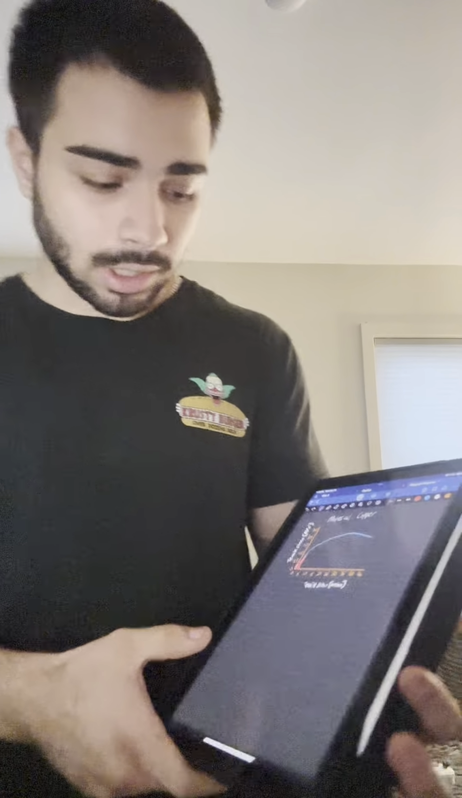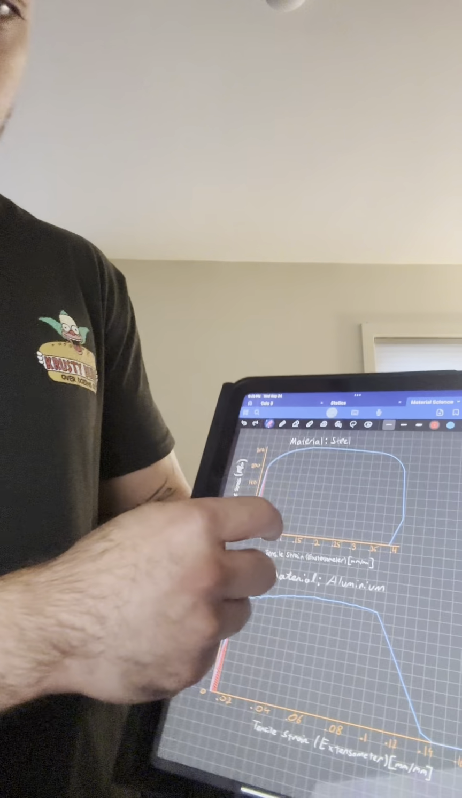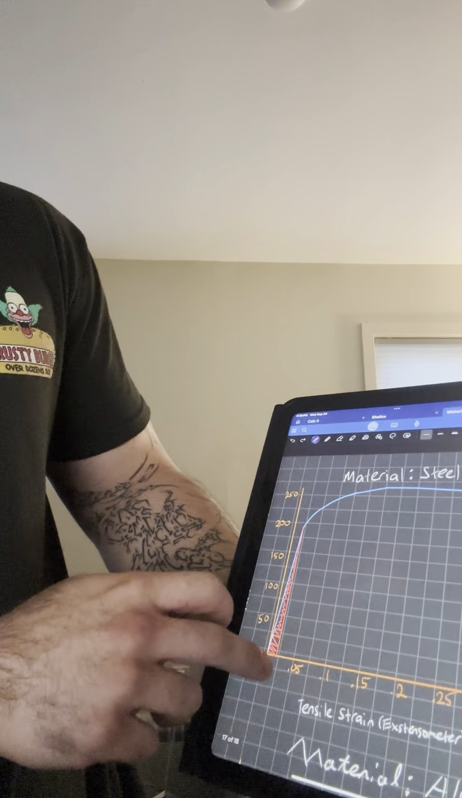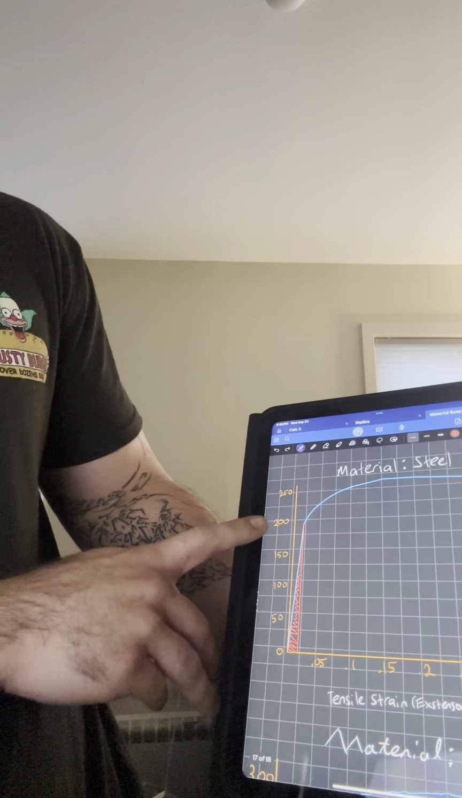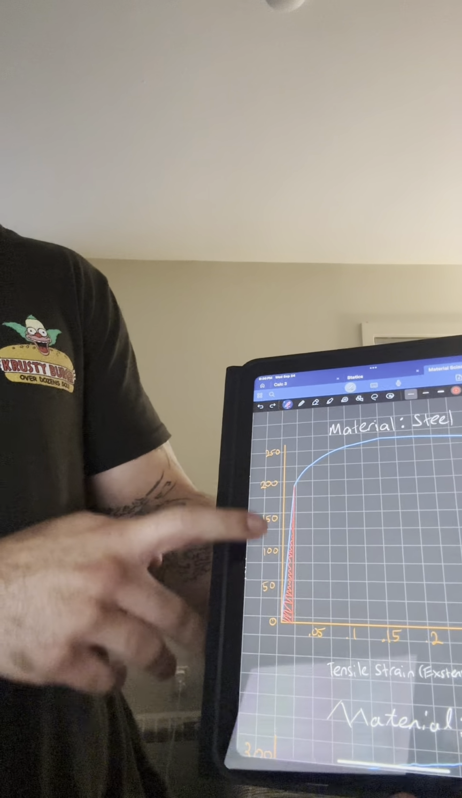So, resilience. Resilience is the energy a material can absorb per unit volume within the elastic region. On a graph, this is the area on the stress strain curve up to the yield point. As you can see on these graphs that are drawn by our wonderful artist Nick, right around for the first material steel, around 200, the red shaded area is our resilience.